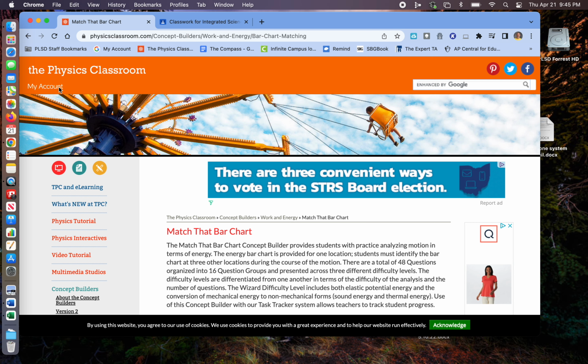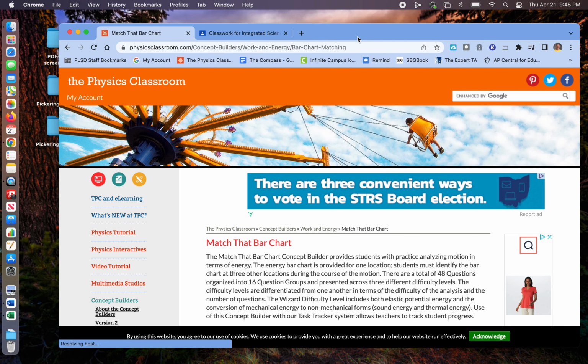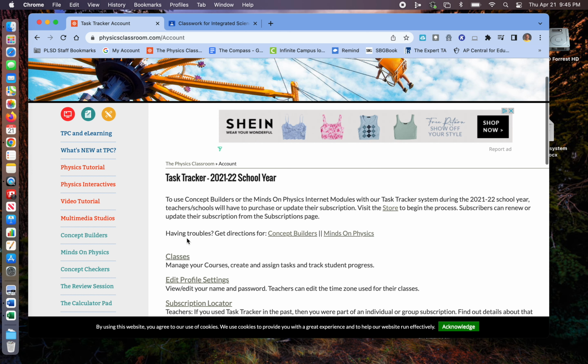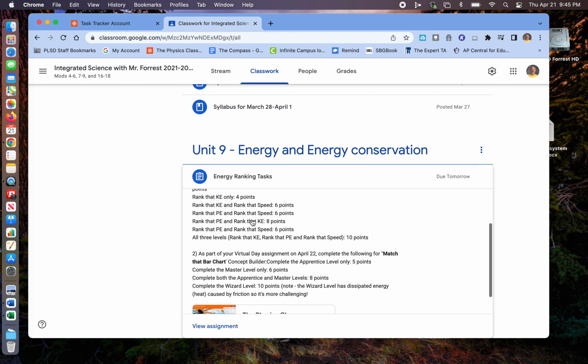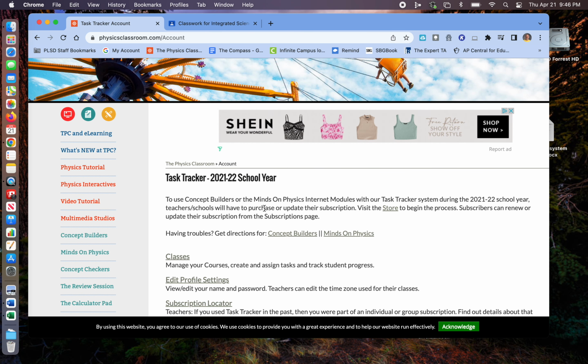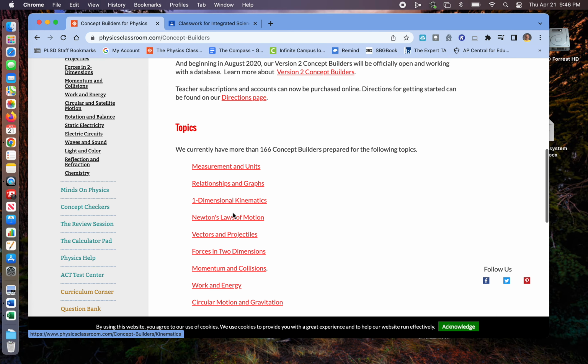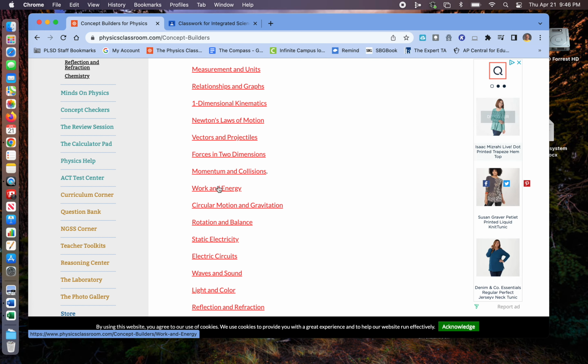You're going to need to click into where it says your account. Now, for me, I am already in that account, so it'll look different for you, but you'll have a couple assignments. The concept builders, you don't have to click over here. You just look at your assignments. It'll describe the two that you have, which are also the same two that are described here: energy ranking tasks and match that bar chart. And those are going to say that they're due tomorrow. So you won't have to go through the steps I'm going through now. It'll take you directly there.